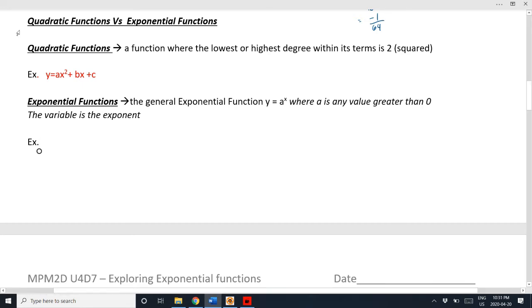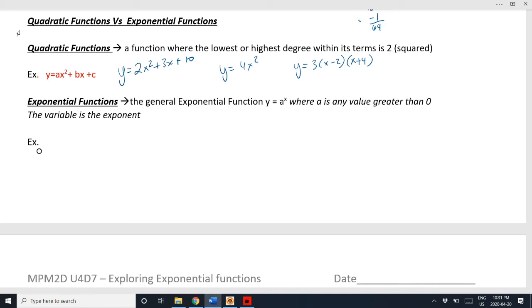Some examples include y equals 2x squared plus 3x plus 10, or y equals 4x squared, or y equals 3 times (x minus 2) times (x plus 4). And if we expanded that, you would get a degree that is squared. Exponential functions. The general exponential function is y equals a to the power of x, where a is any value greater than 0, and the variable is the exponent.